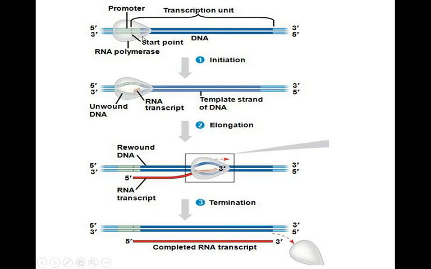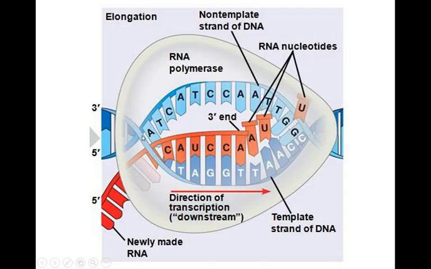Here's the start point. We see how, as you progress through this, there's a binding, there's an initiation, there's an elongation of creating the mRNA, and then finally there's a termination. If we zoom in here, for the elongation, we see that very similar to the DNA polymerase, it's going to add the complementary pair. So we're going to use this DNA strand, this bottom one, as the template.